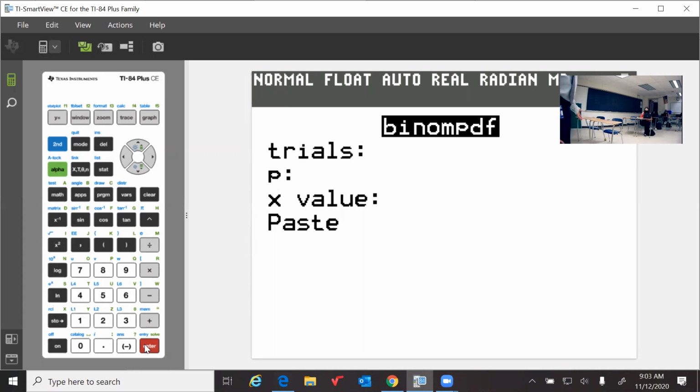You get prompted. Now, if you have an older calculator, you're not getting the prompts, but you're typing them in this way. How many trials do we have? 3. What's the probability of success? 1/6. How many successes do we want? 1.